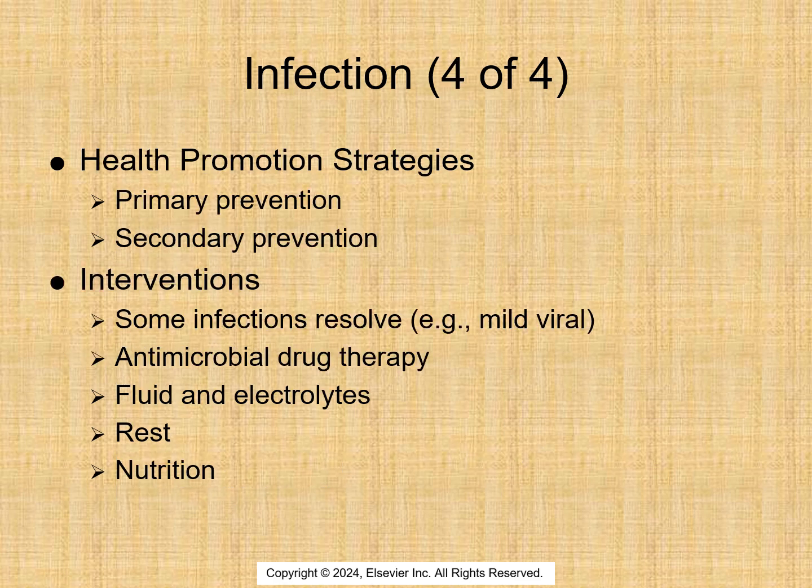Health promotion strategies for infection prevention could be primary or secondary. Primary would be limiting exposure or potentially immunizations. And secondary prevention means things that we do to detect early disease, the early presence of infection. Interventions could be a variety of different things to include fluid and electrolytes. We might give antibiotics / antimicrobial drug therapy, offering rest and good nutrition, and general supportive therapies.